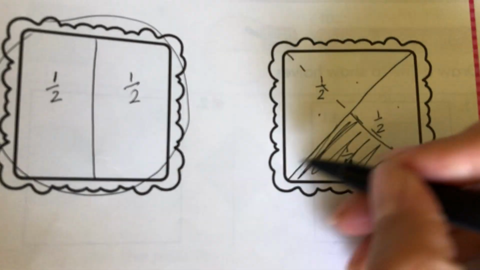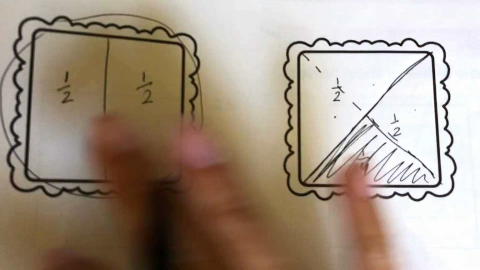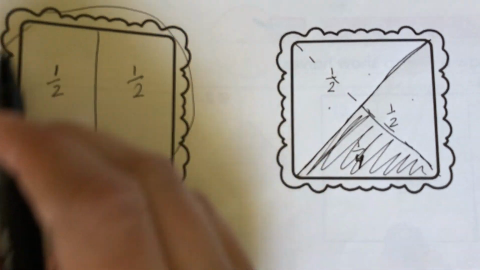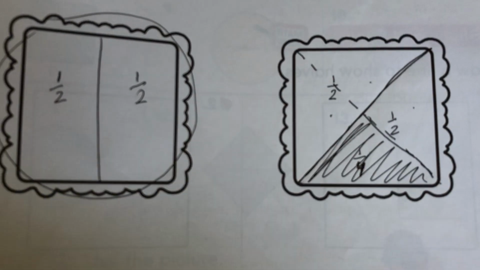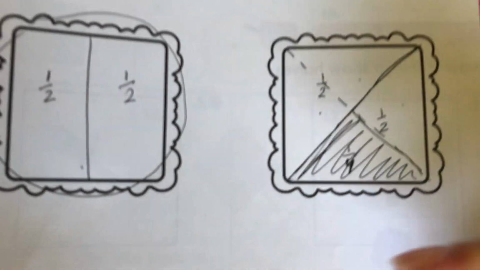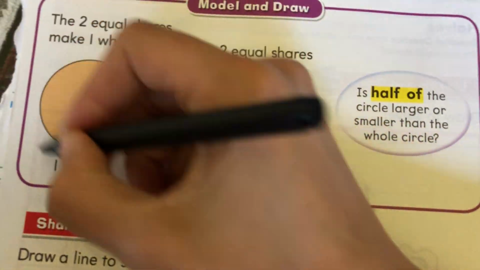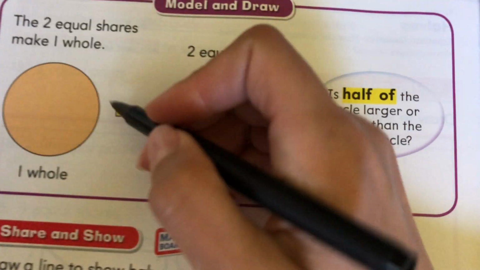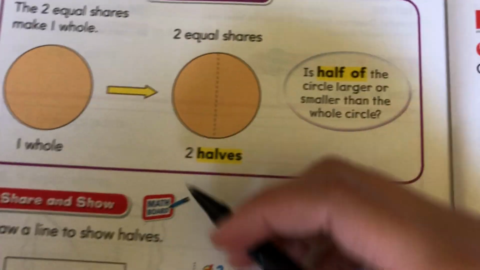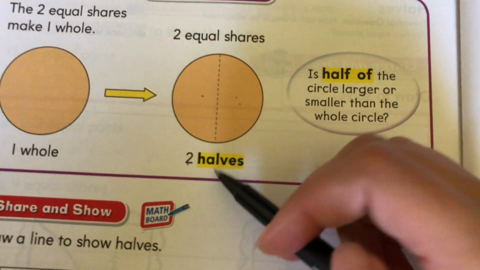We were talking about halves, and just because you split it diagonally does not mean that they're getting any less. Each of them have a half. This sandwich was the same size as this sandwich, so it didn't matter if you split it down the middle this way, across this way, or diagonally. Okay, moving on. The 2 equal shares make 1 whole. That's what I've been talking to you about. 1 whole. That would mean it's not split up at all. There are no cuts in it. Okay, and then 2 equal shares, 1 share over here, makes 2 halves.